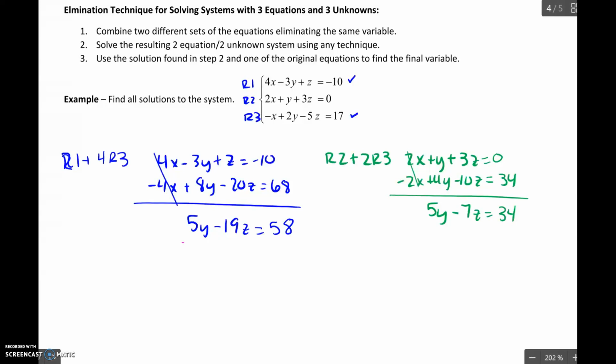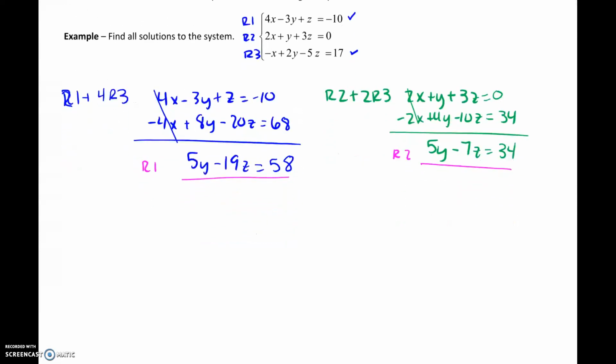So now I have two new equations, new equation 1 and new equation 2. And now it's just a system of equations with two variables, right? Two equations, two variables. So if I call this one row 1 now, and this one my new row 2, I need to eliminate another variable. This is what I was talking about, that I use elimination every time. I'm going to use elimination in step 1, and then I'm going to use elimination in step 2.